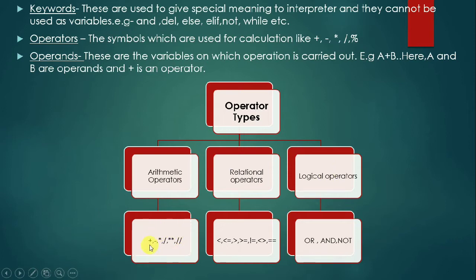Arithmetic operators consist of the mathematical symbols like plus, minus, multiply, divide, exponential and float division. Relational operators consist of less than equal to, greater than equal to, not equal to and equal to. Logical operators are or, and, not.